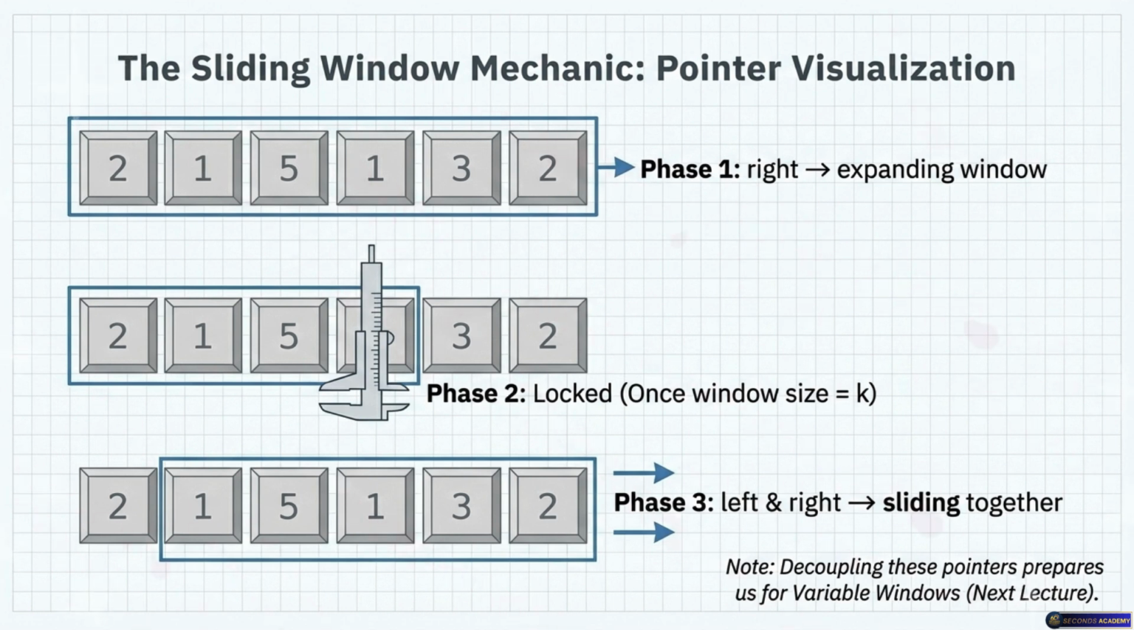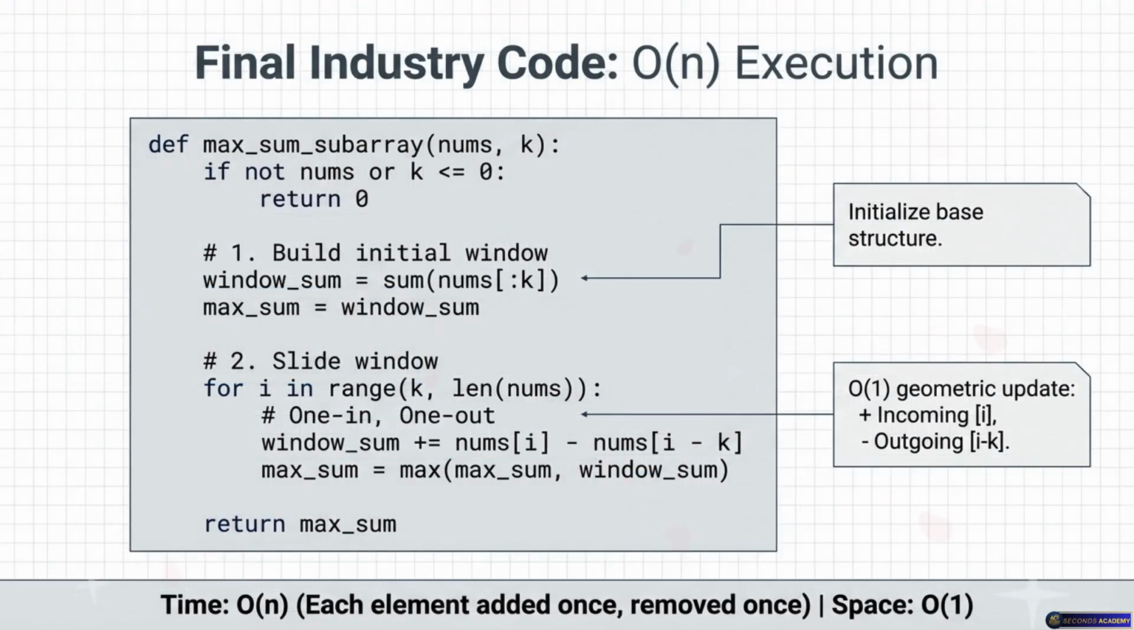Sure, go for it. Why bother visualizing two distinct pointers, a left and a right, if the window size is perfectly fixed at k? If the distance between the front and back never changes, couldn't I just use a single loop with an index i as my front edge, and then just subtract the element located at i minus k? That is a great question. You're identifying the exact mathematical shortcut we use for fixed-size code, using i as your right pointer, and i minus k mathematically simulating the left pointer.